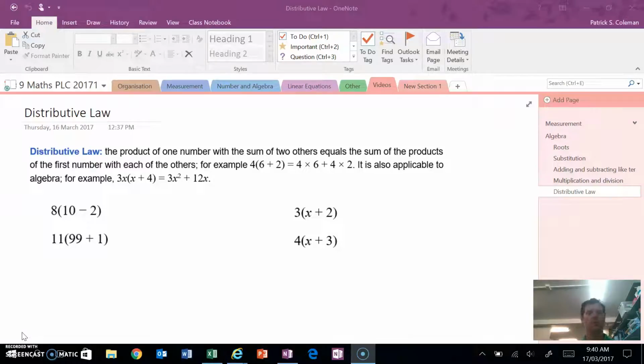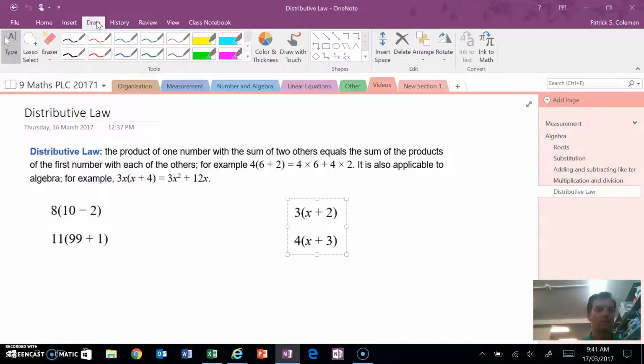In today's lesson, we're looking at expanding and evaluating brackets. There's a couple of different ways we can do this. The first way in this particular question is we can work out inside the bracket and then expand. So 10 minus 2 is 8. We're going to rewrite this as 8 bracket 8. From there we can evaluate that to be 8 times 8, which is 64. So that's the first way we can do it.